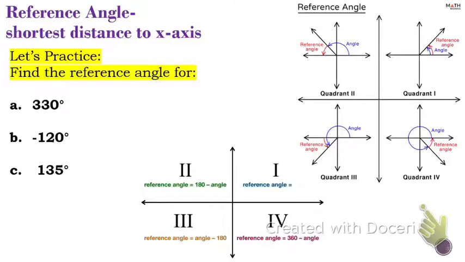Angle, the easiest way to explain a reference angle is it's the shortest distance to the x-axis. That's it. So if you have an angle, the shortest distance back to the x-axis is your reference angle. Okay? So we're going to find the reference angle for these three examples. So 330 degrees, let's start with that.